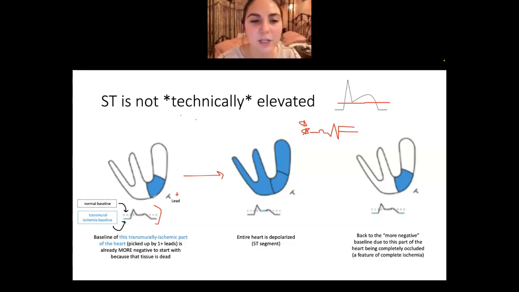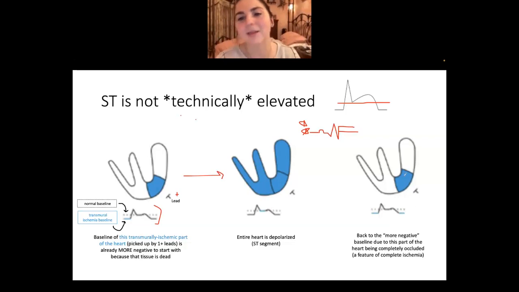So with this, we have transmural ischemia. They're totally dead. The baseline is going to be a little bit lower compared to the normal baseline. Normal depolarization occurs, and remember, when we have full depolarization, where everything is now depolarized, that's what the ST segment is. The ST segment is going to be where it should be normally, at the normal baseline level.